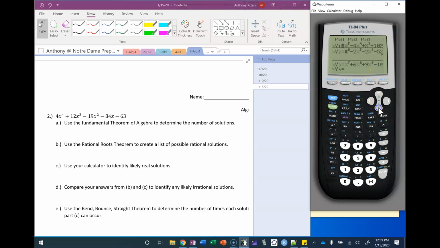For this next one, number 2, what do you guys get for part A?